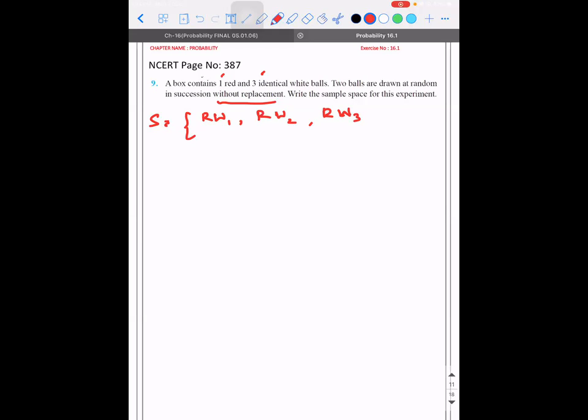I have a doubt. Yeah, tell me. So we can consider it as overall white, right? Since all the 3 white balls are identical, then it should be red, white, and white, red. That's it.